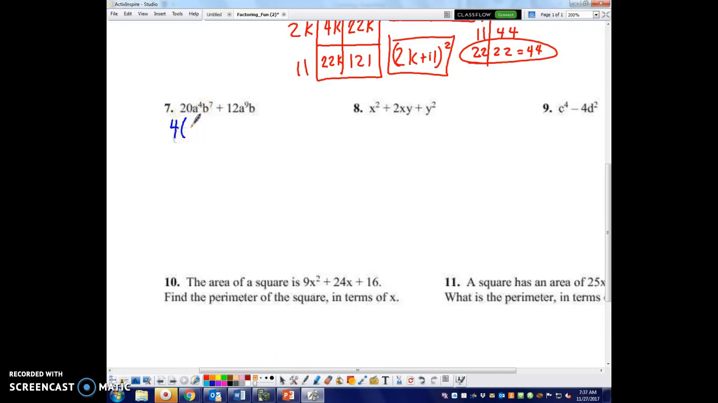4 times what will give you 20? 5. And then we have our a to the 4th, b to the 7th, plus 4 times what gives you 12? 3. And then we have a to the 9th and b. Okay? 4. Okay. So now looking at this, what else do these have in common? They both have at least 4 a's, right? So we'll take out 4 a's. So we have 5. There's no more a's here because they're all out here. B to the 7th. Plus 3, a to the 9th.